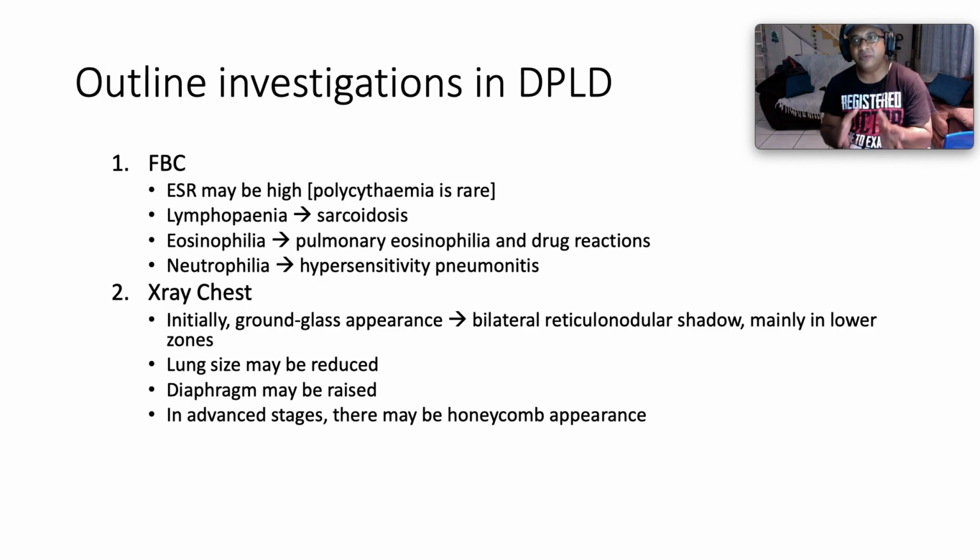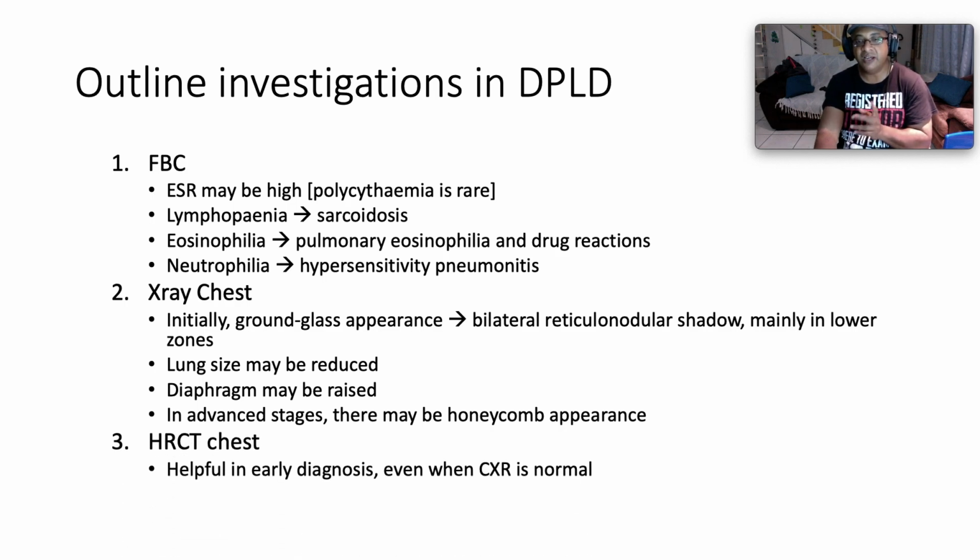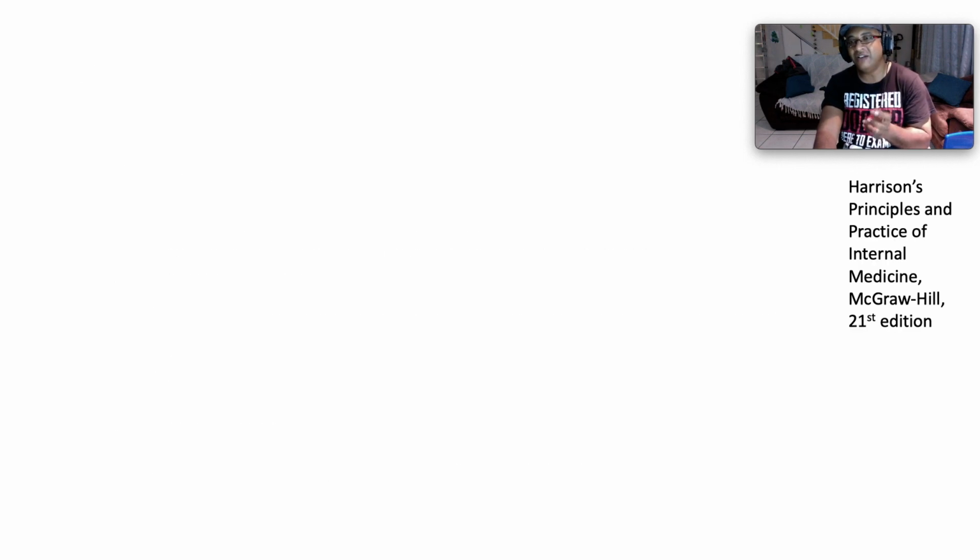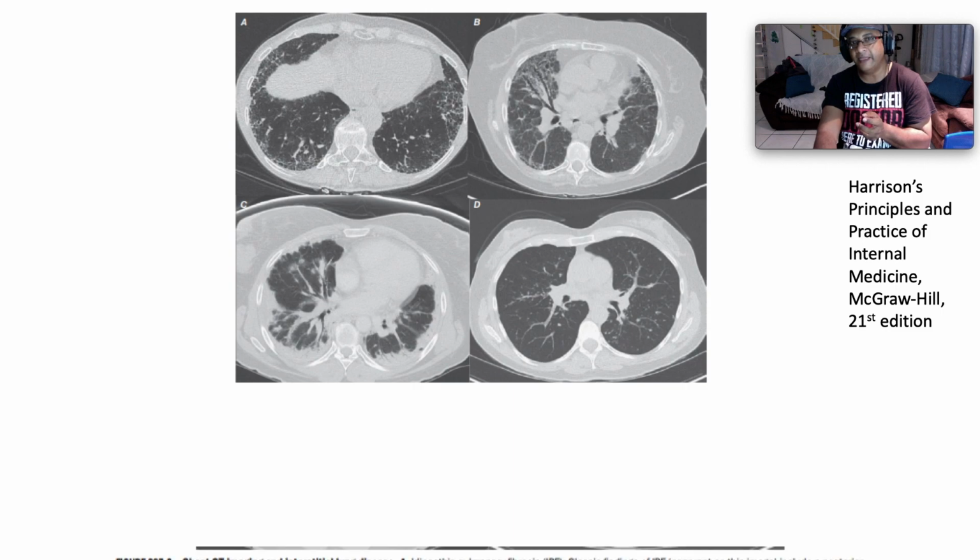Then, of course, good to start with the normal PA chest X-ray film. So initially, you're going to see a ground glass appearance. You may see bilateral reticular nodular shadowing, mainly in the lower zones. Lung sizes are reduced. Diaphragm may be raised. In advanced stages, you may actually appreciate the honeycomb appearance on the X-ray. But the main investigation, everybody, is a high-resolution CT scan of the chest, which is very sensitive and helpful in earlier diagnosis, even before chest X-ray.